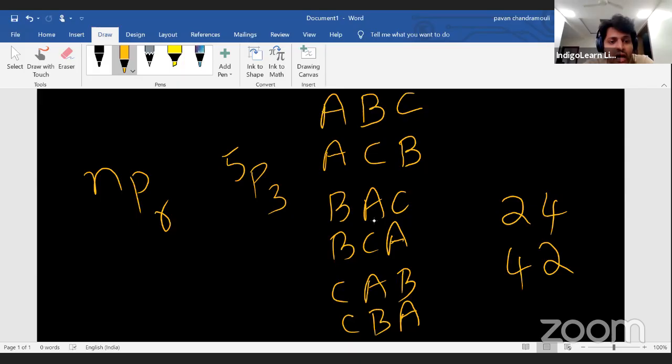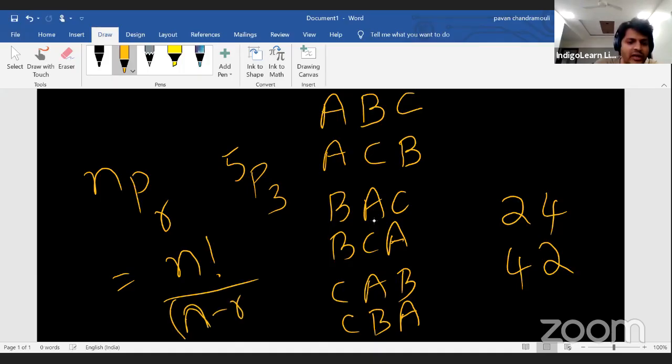So NPR, the formula basically tells you it is n factorial by n minus r factorial, with n minus r in whole brackets. Now the question is, what is factorial? I think all of you know. I'm presuming that factorial is nothing but multiplication of a number with its preceding number till you get 1.